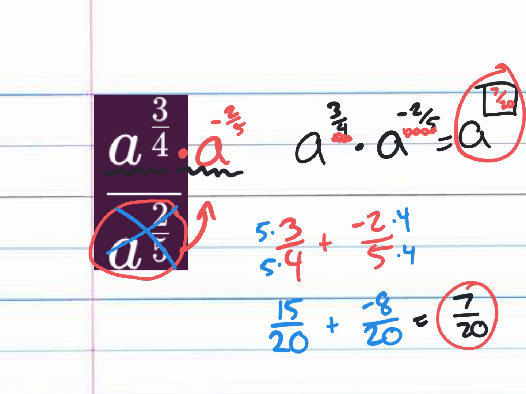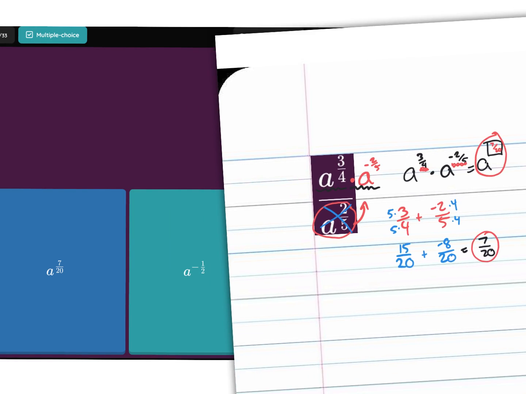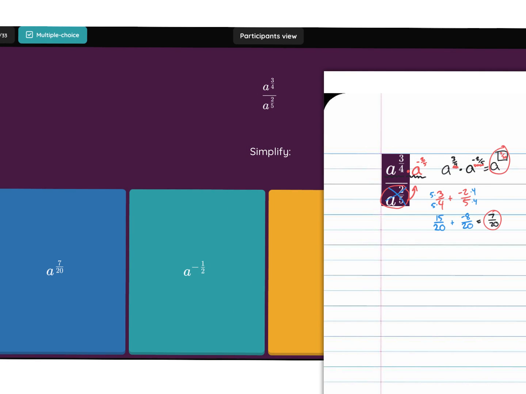That is your answer, A to the 7/20. Let's go back to the multiple choice and see. And here it is, A to the 7/20. So pick that one. Okay, let's move on.